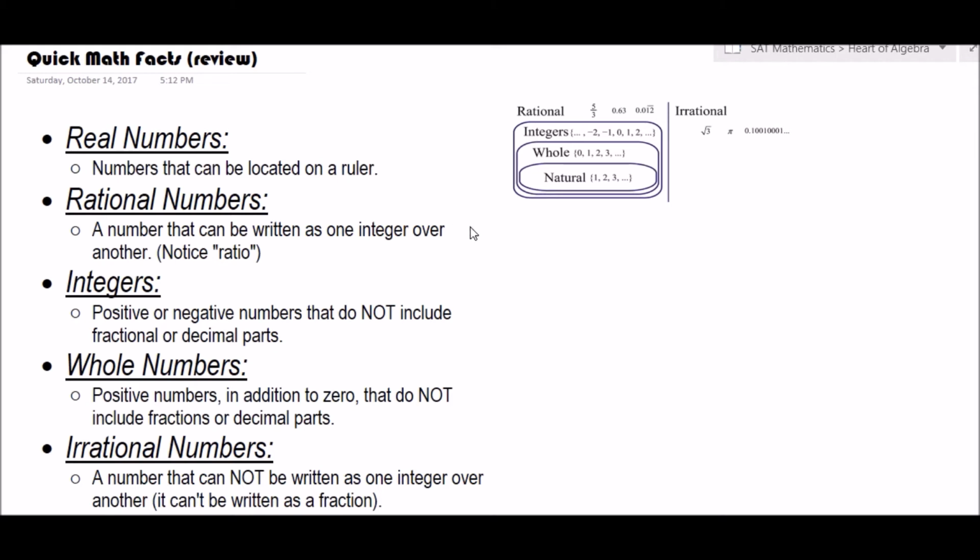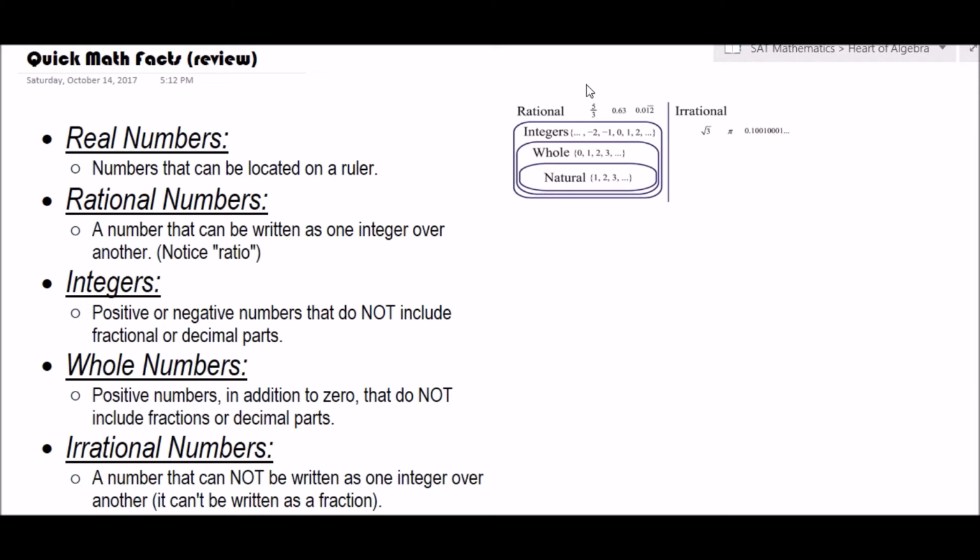That means rational numbers, integers, whole numbers, and irrational numbers are real numbers. So what is a rational number? A rational number is a number that can be written as one integer over another. And notice ratio in the word rational. These are some examples of rational numbers: 5/3, 0.63, and 0.01212, which is a repeating decimal.